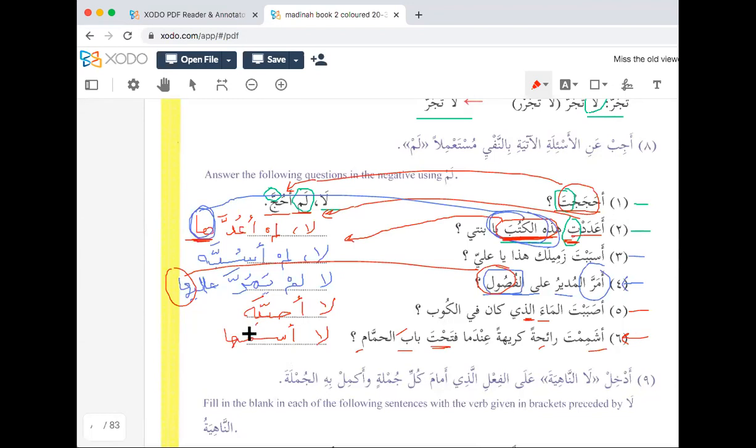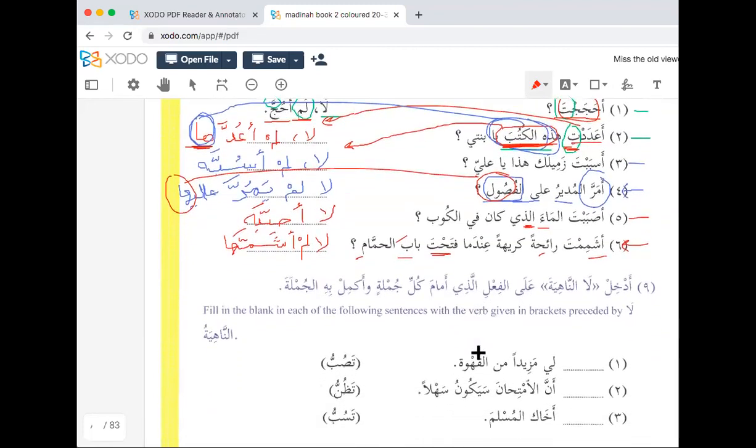Now, what is on that meme? We're reading with the dhamma, not... But it's because it has lam before it. It's majzoom, so it's going to be fatha. La lam ashammaha. I didn't smell it. Lam ashammaha. طيب.